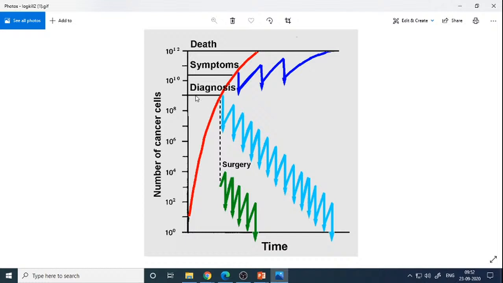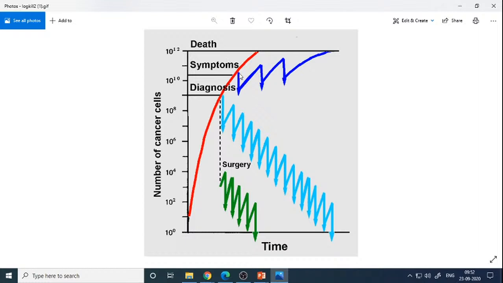For example, if there are 10 power 9 cells here, and you have identified cancer very early at that stage, and if you remove the primary tumor, you see the number of cells will dramatically fall to 10 power 3 or 10 power 4, and subsequently it will keep falling to 10 power 2 because you are also giving chemotherapy. So immediately you remove the tumor and give the chemotherapy, then the number of cells will be maintained at a very low number and the person can actually survive for a long period of time.